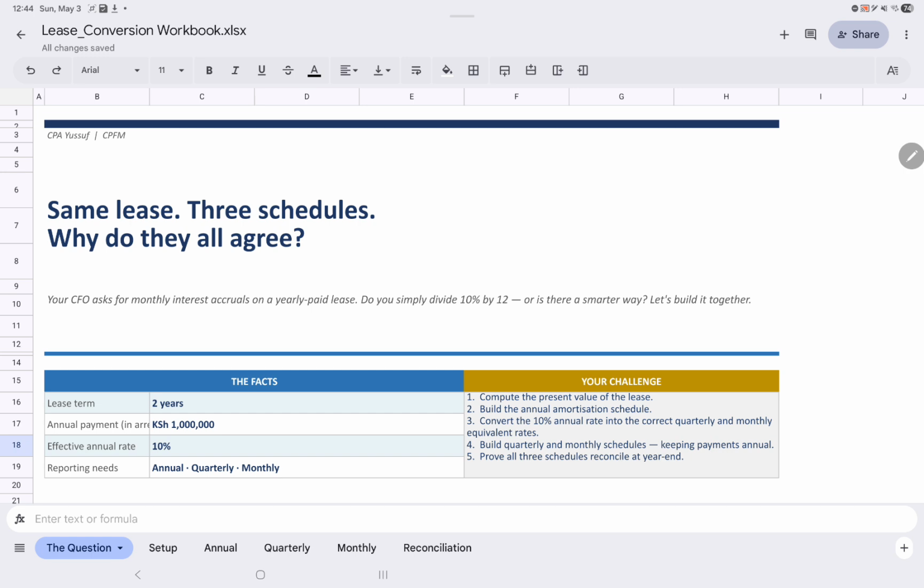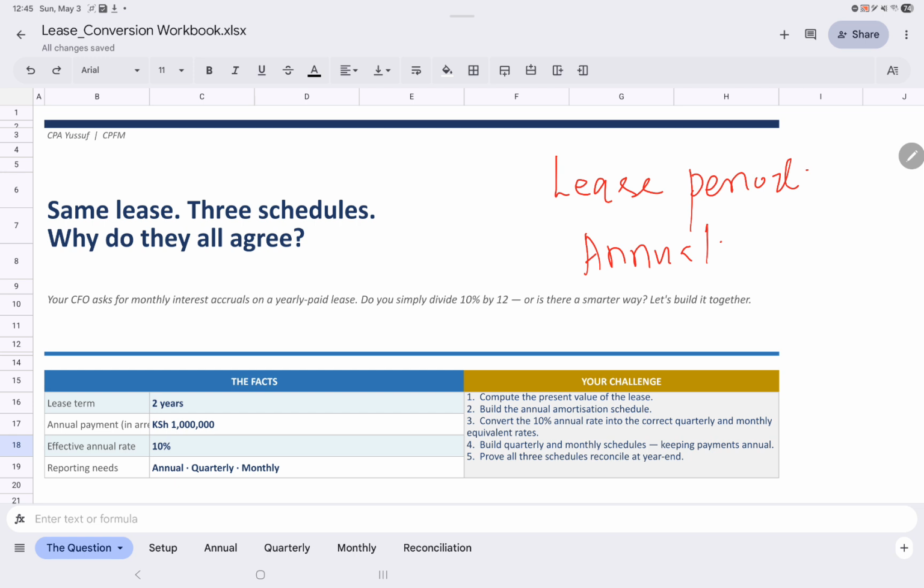So, this is IPSAS 43 Leases, a practical session. Sometimes you might meet challenges where the lease period mismatches with your annual reporting period. If that happens, what will you do?